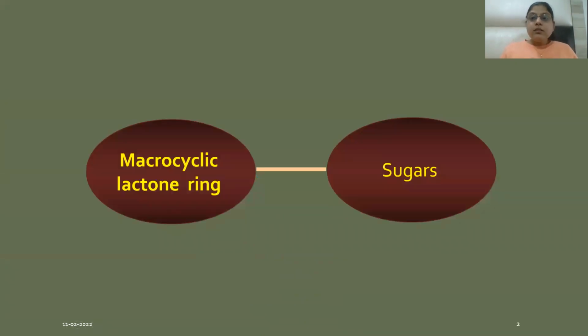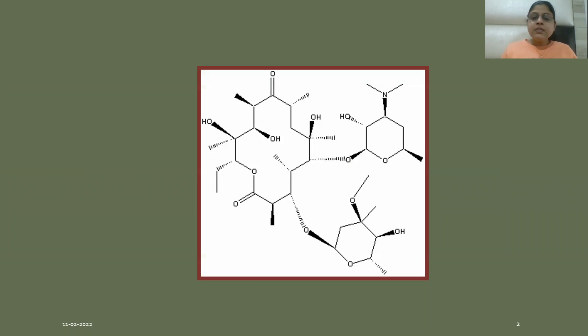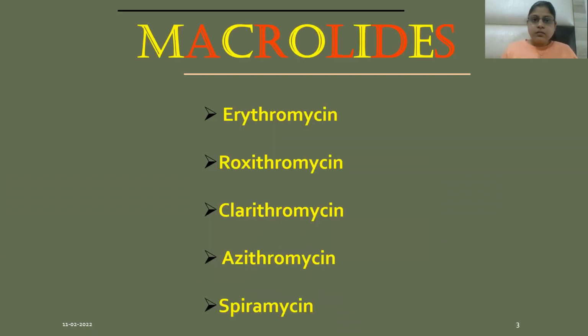Now I'm going to start with macrolides, which are protein synthesis inhibitors. The chemical structure of macrolides is this: they have a macrocyclic lactone ring, which is attached to deoxy sugars. This is the structure of macrolides.